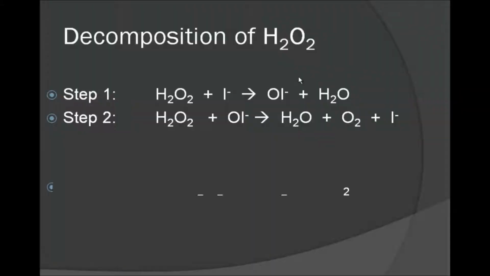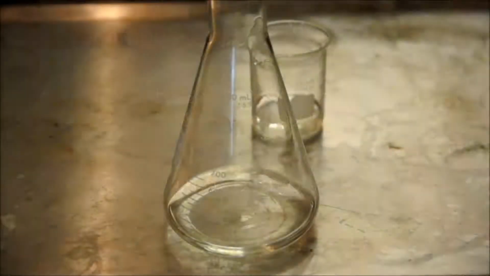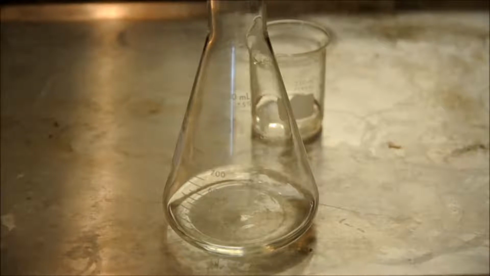Now our net reaction is hydrogen peroxide making water and oxygen gas. As you know, net reaction does not include any of our catalysts or our reaction intermediates. And here's the actual reaction of the decomposition of hydrogen peroxide.